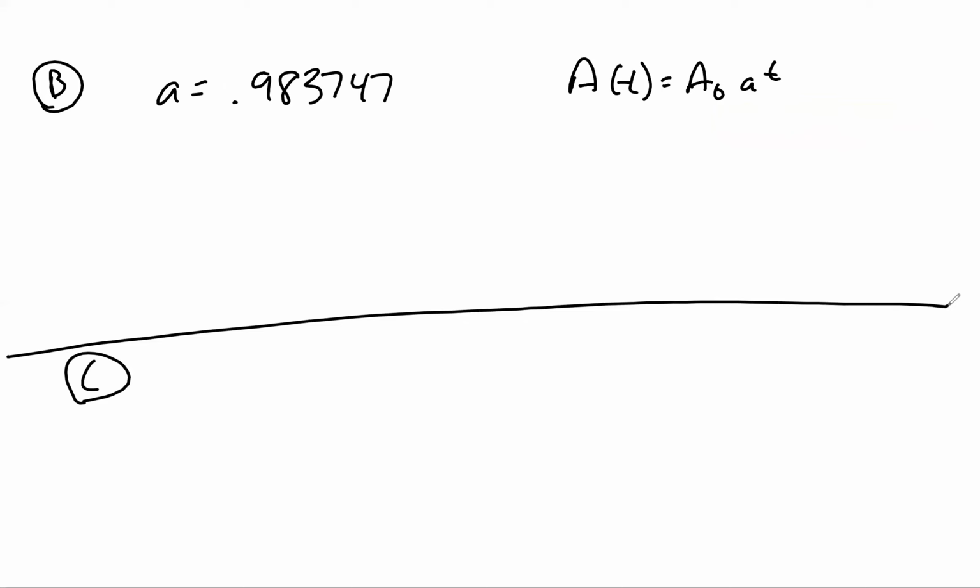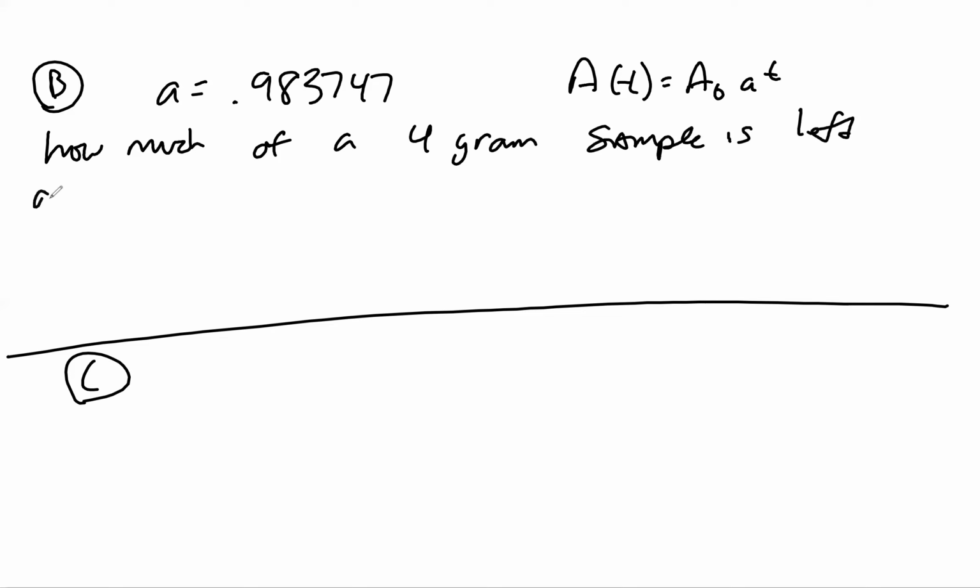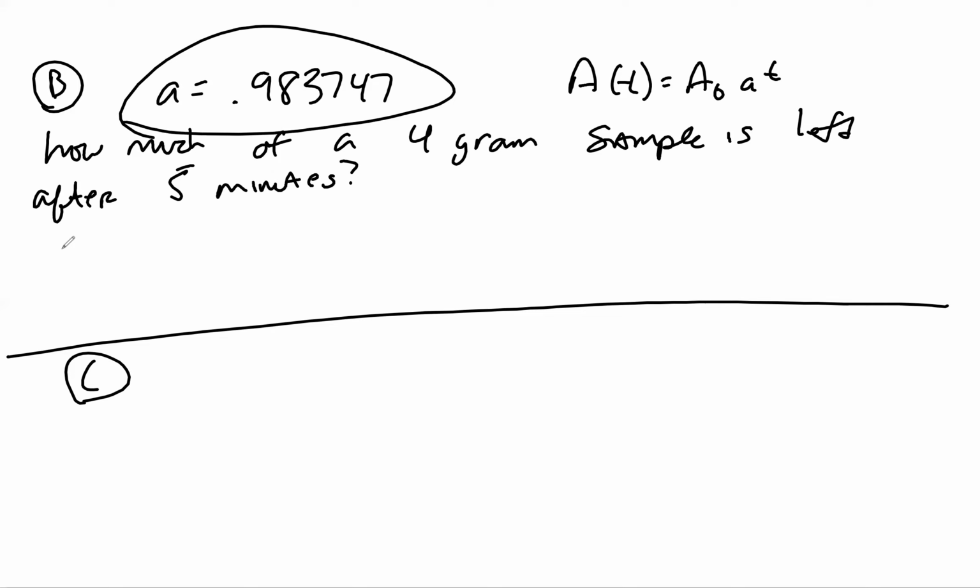And so letter B wants me to know how much of this element of a 4-gram sample is left after 5 minutes. Okay, well, we have A. We know that t is 5. We have an A sub 0, which in this case is 4. We have everything that we need to plug into this guy.